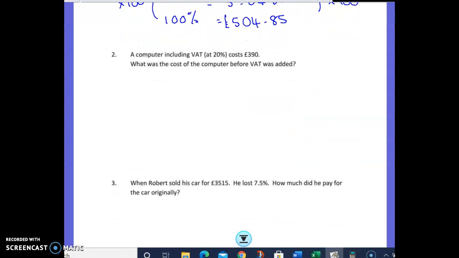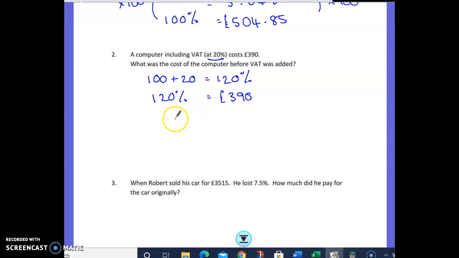A computer, including VAT at 20%, costs £390. How much was it before VAT? So it includes VAT at 20%. So that VAT was added on. So we had 100%, added on an extra 20%. So that would be 120%. 120% is this £390. And I want to find 100%.